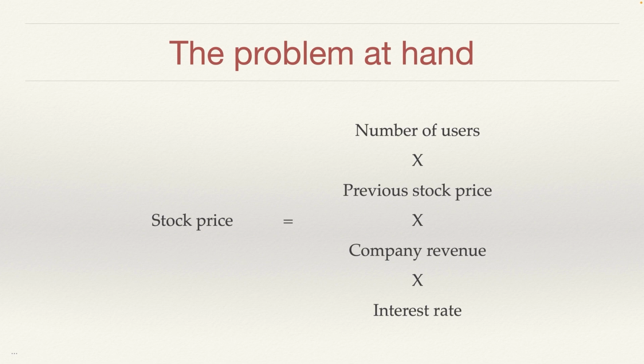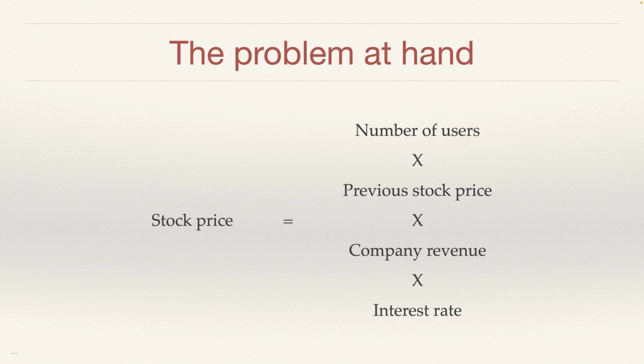So, linear regression is a method for predicting a continuous output variable. So, in our case, it would be stock price. So, we can use one or more input variables. As you can see on the right, we have number of users of that company, previous stock price, company revenue, and interest rate. We all know that these features somehow influence the stock price.